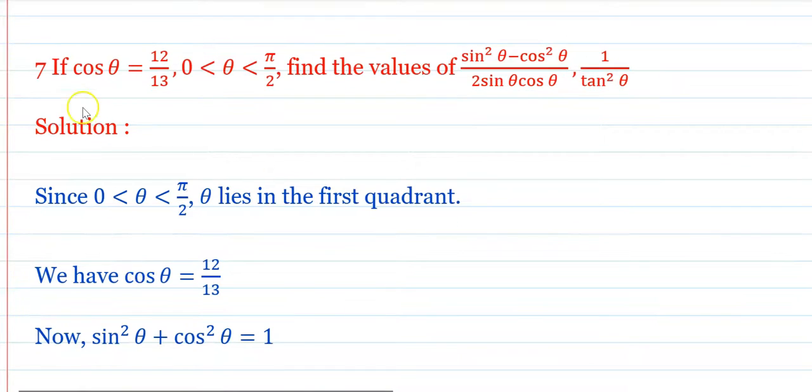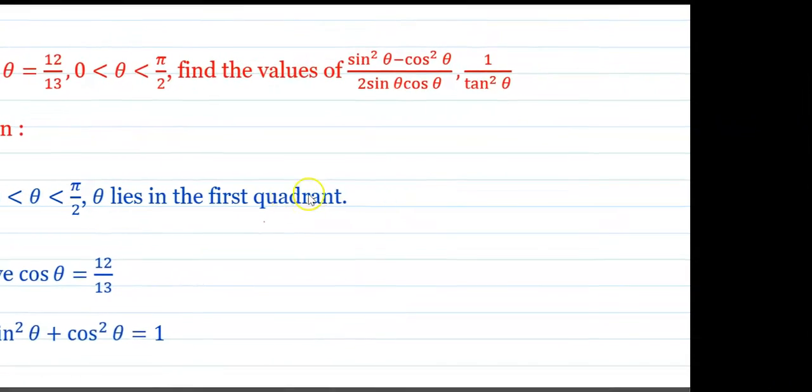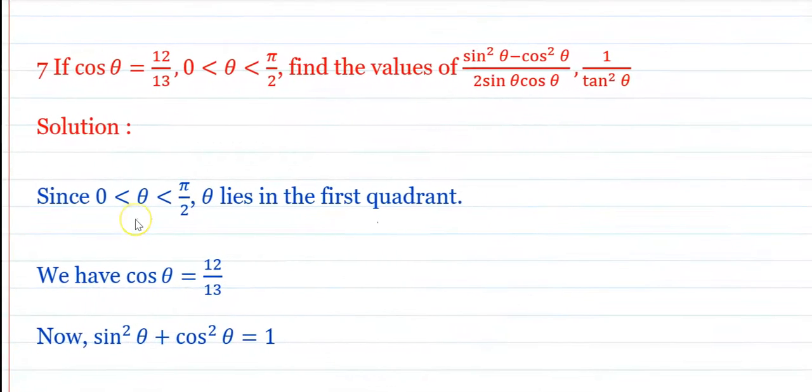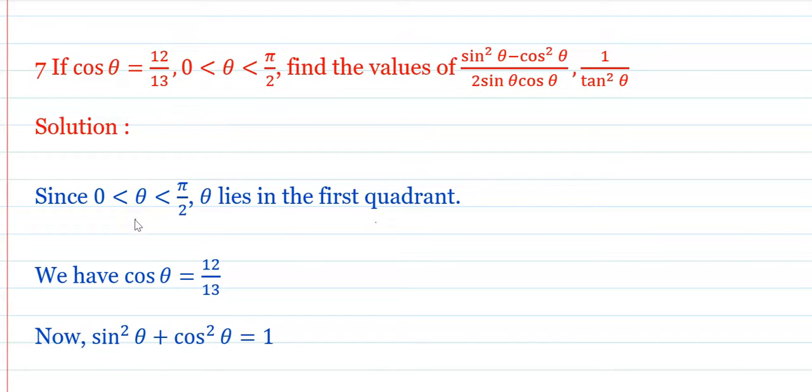Now the next. If cos theta is equal to 12 upon 13 and theta lies in the first quadrant, find the value of (sin square theta minus cos square theta) upon 2 sin theta into cos theta, and 1 upon tan square theta. First, theta lies in the first quadrant, therefore all the trigonometric ratios are positive. He has given us the value of cos theta, which is 12 upon 13.